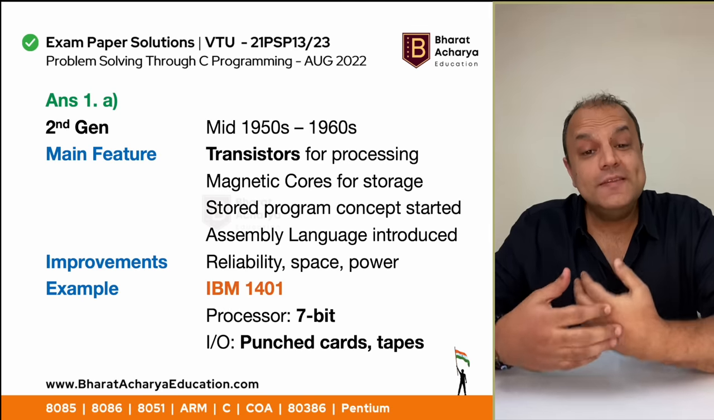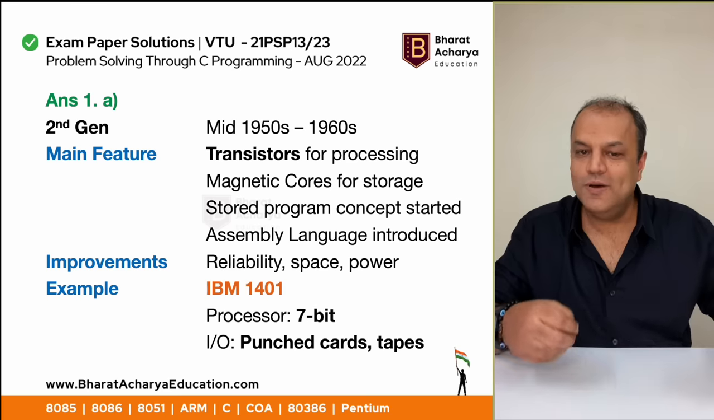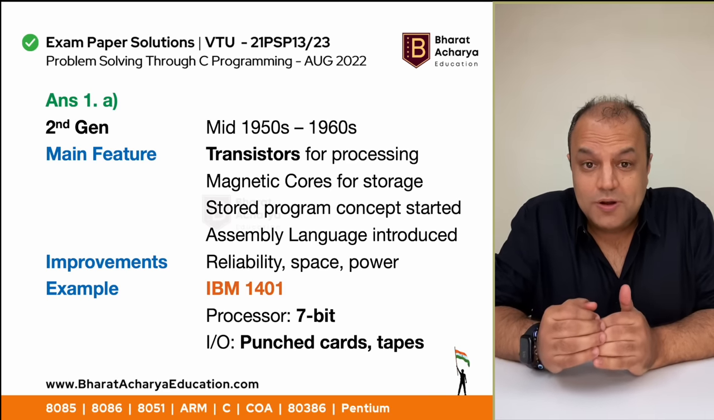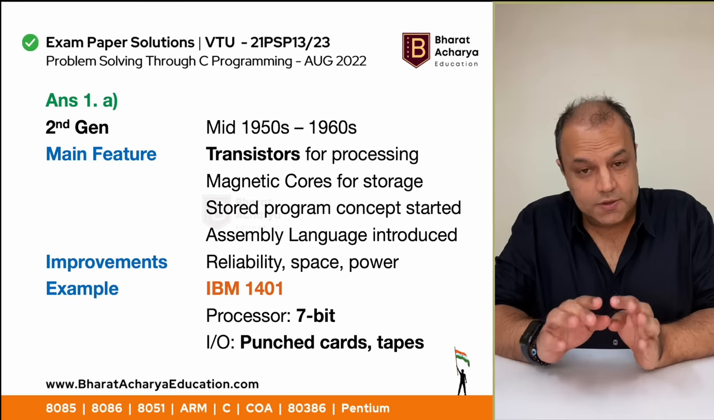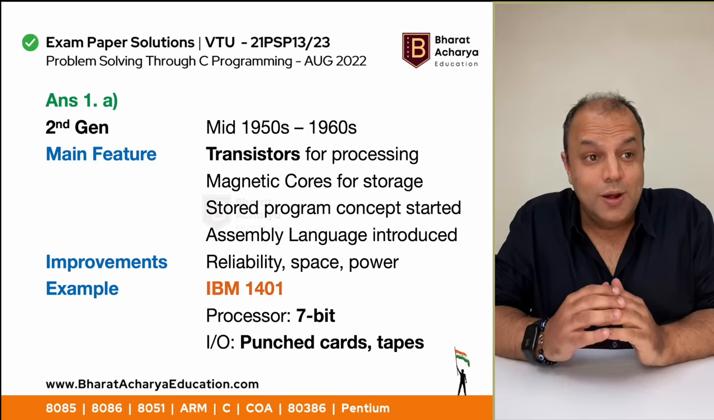Then, the second generation, those big size vacuum tubes were replaced by transistors. This is the birth of modern electronics. You're in first year, you've not learned transistors. When you go to second year, third year, you will learn them a lot.